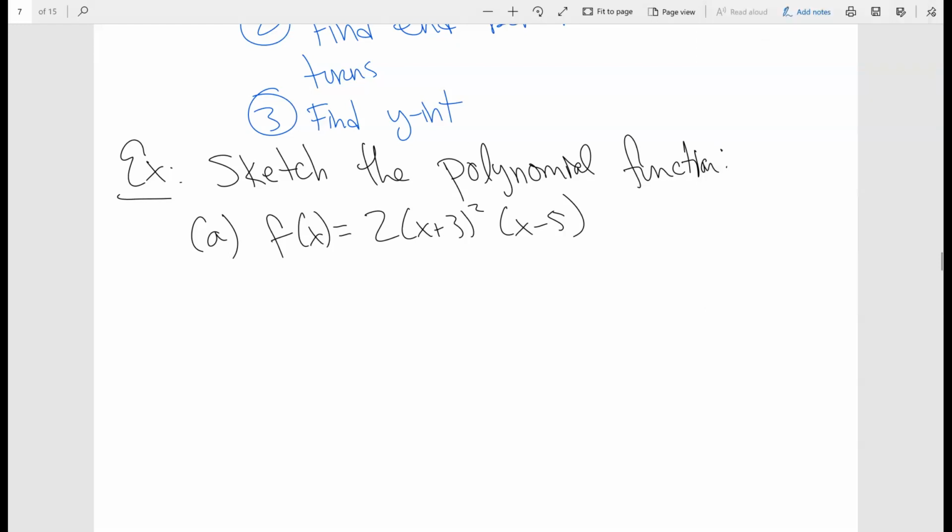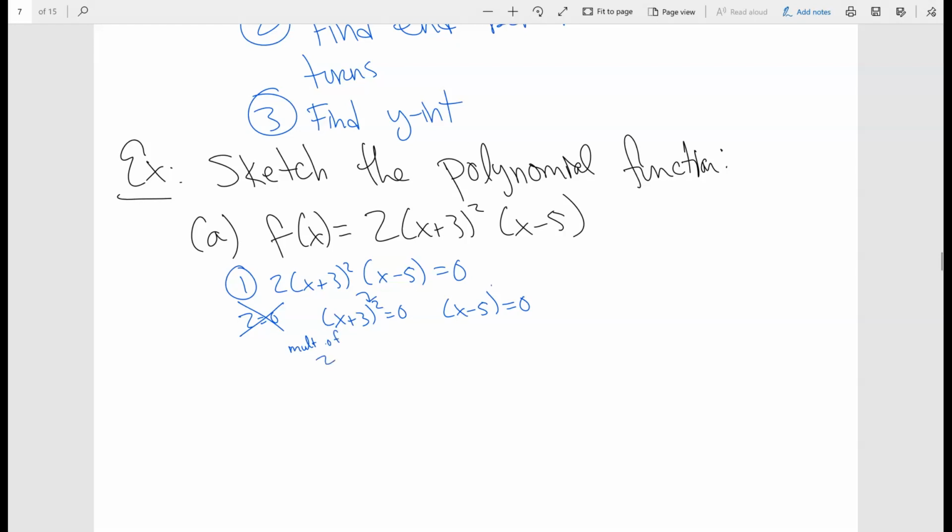So let's start off with the first step, which is basically finding the zeros and the multiplicity. So we're going to start off by setting this guy equal to 0. Okay. The 2 is going to set equal to 0. The x plus 3 is going to be set equal to 0. And the x minus 5 is going to be set equal to 0. Notice that there's nothing here, so that's nothing. Notice that there's a 2 here. Okay, so this is multiplicity 2.